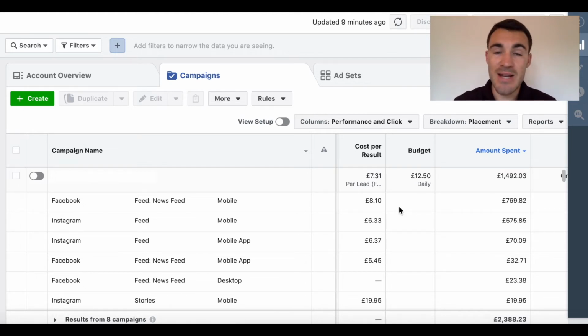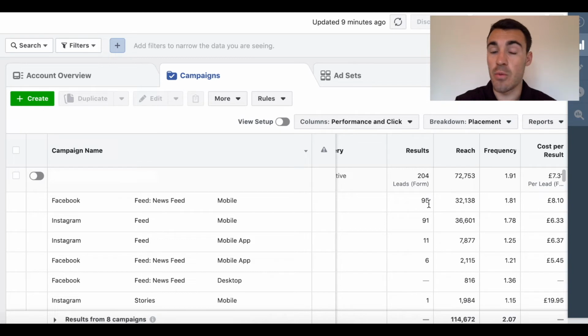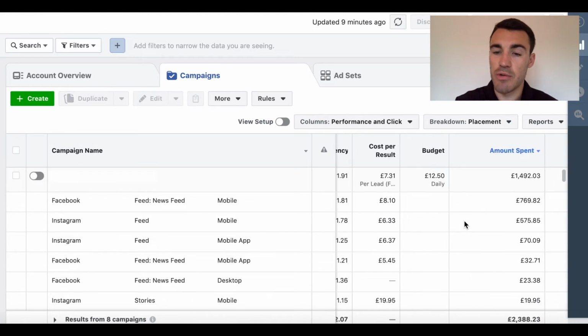Do bear in mind though, that as I said, there's still more activity on Facebook. So whilst you might generate a lower cost per lead on Instagram, your volume is going to be lower. That's why I'd recommend you advertise on both. So that's exactly what we saw here. If we didn't have the Facebook newsfeed as an option, look, that delivered almost half of our leads in the mobile newsfeed on Facebook. So we wouldn't want to switch that off because we don't want to reduce the volume, particularly with a relatively small local-based business like this one.